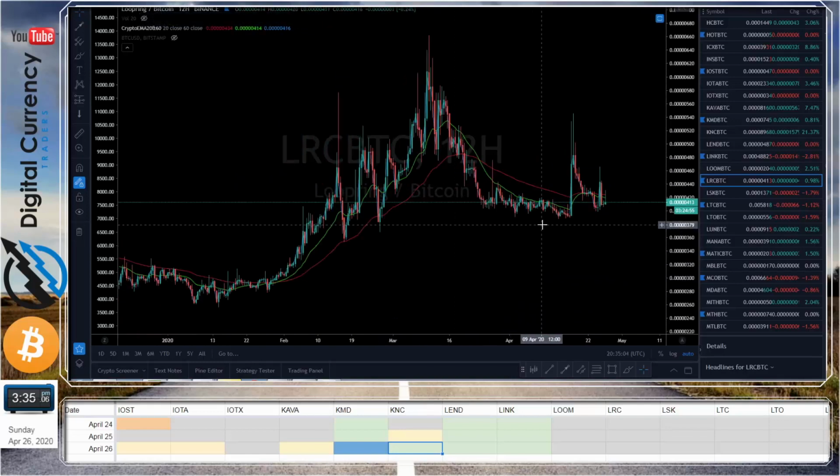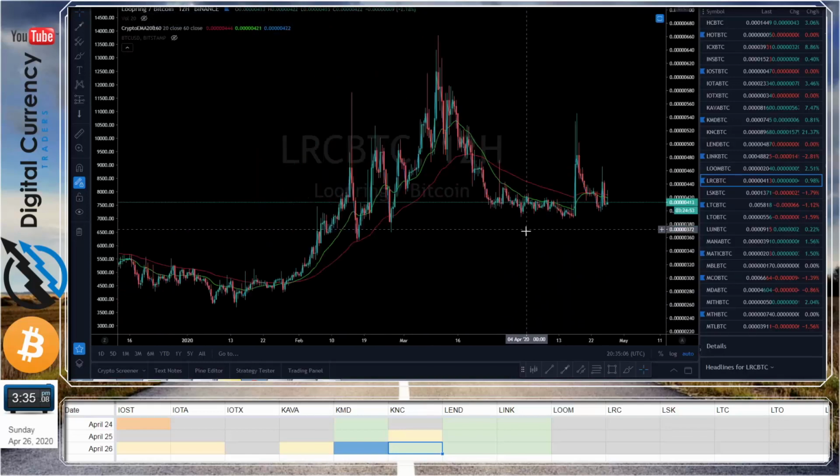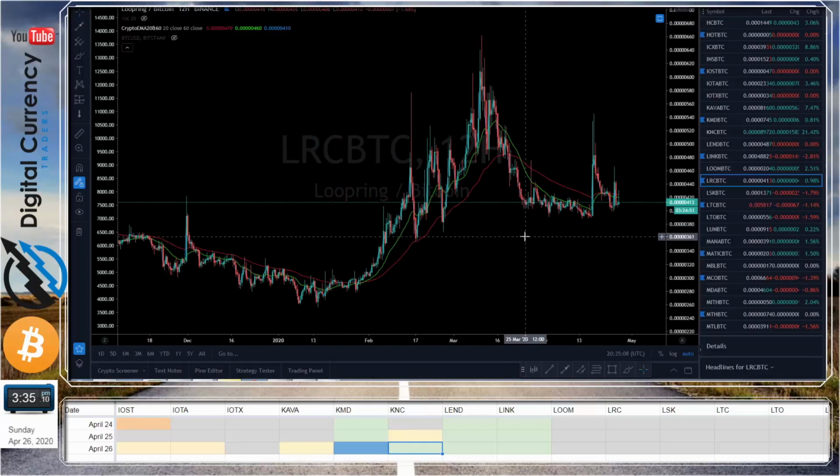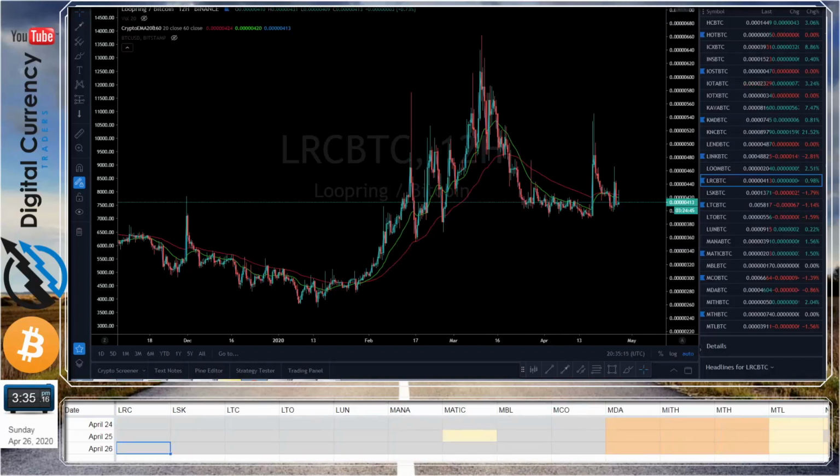So this gives us a different place to be able to enter on this consolidation here, setting up here. And we are at LRC. Let me slide this over a little bit and we'll go through a few more of them here.